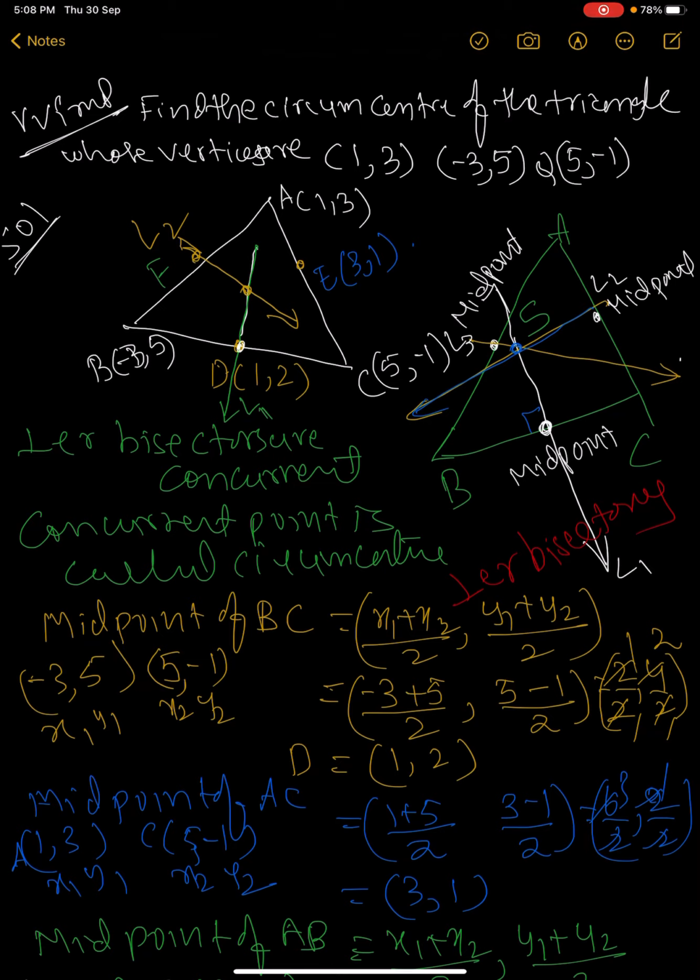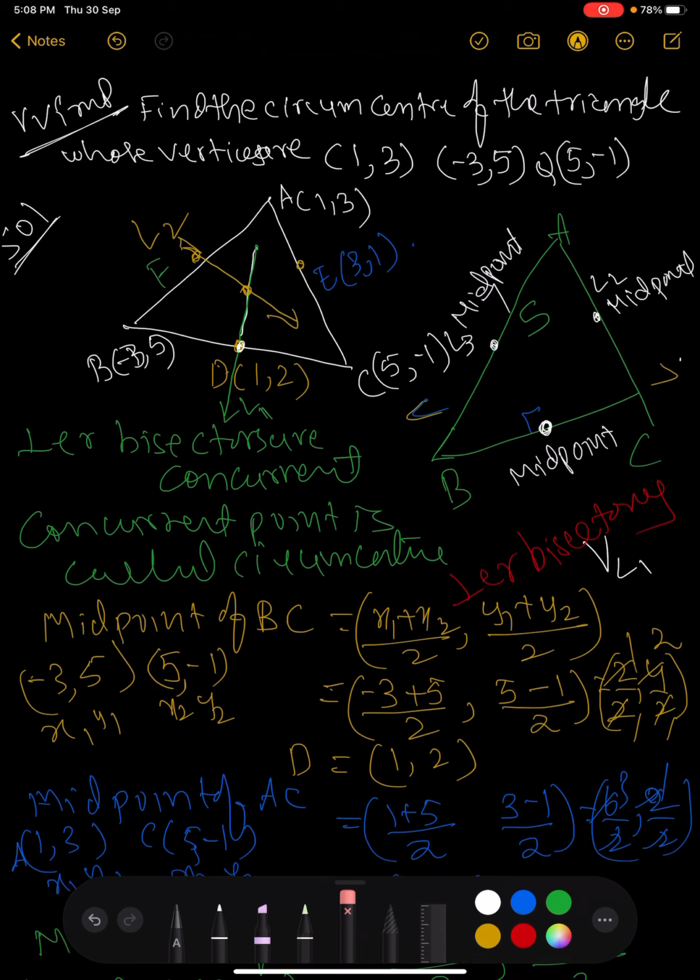The perpendicular bisectors of a triangle are concurrent. Here the triangle is ABC, with sides AB, BC, AC. It has three perpendicular bisectors, and they must be concurrent. That concurrent point is called the circumcenter. Here this one is the circumcenter. So we find that circumcenter.